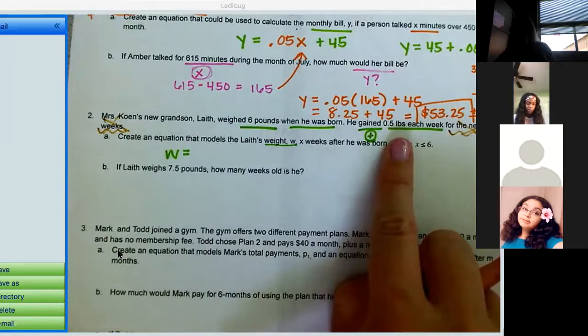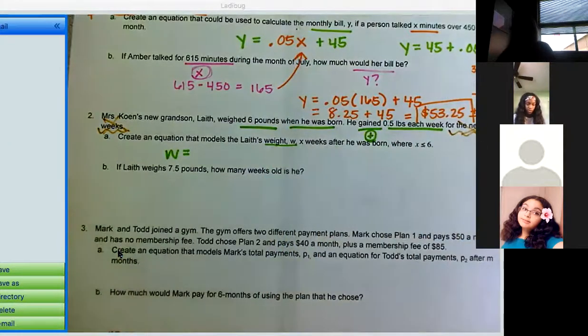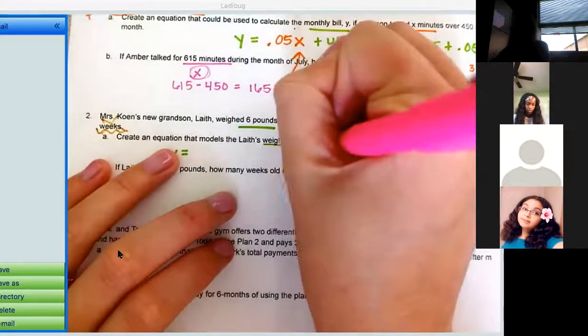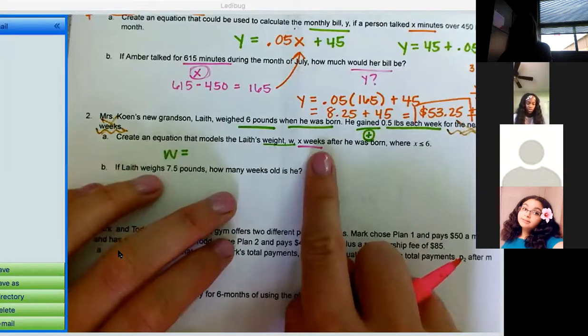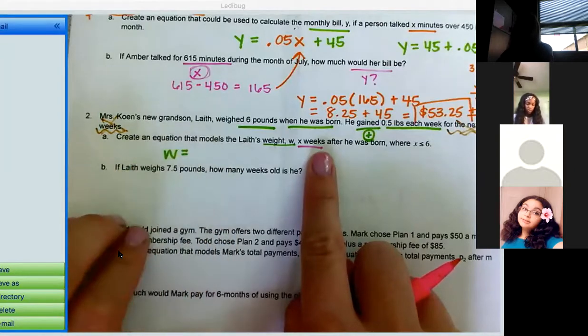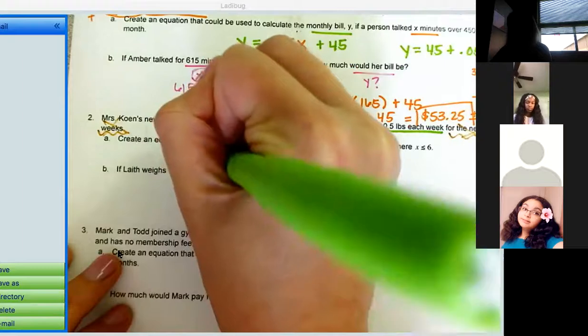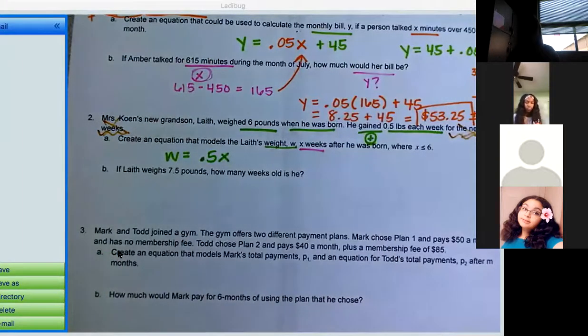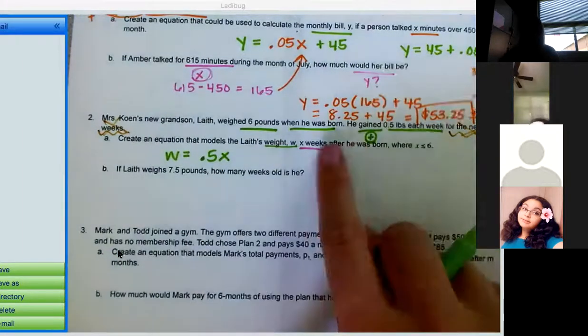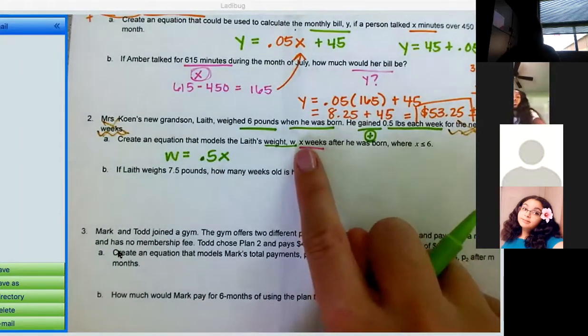So every single week, and if you go look at your problem, it says X weeks, right? The X always goes with the rate. So my rate of change is 0.5 with an X because it says each week. And this says the weeks are X. Are we okay with that part?